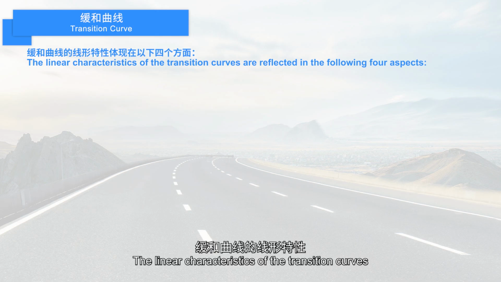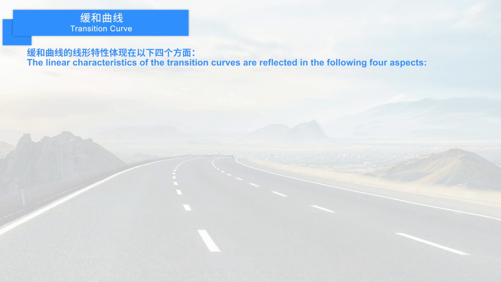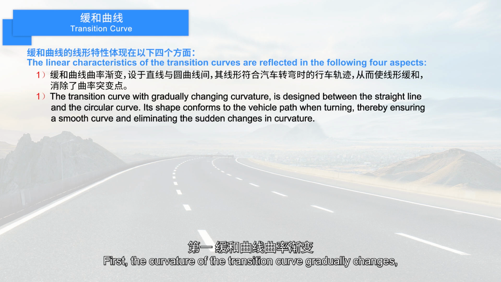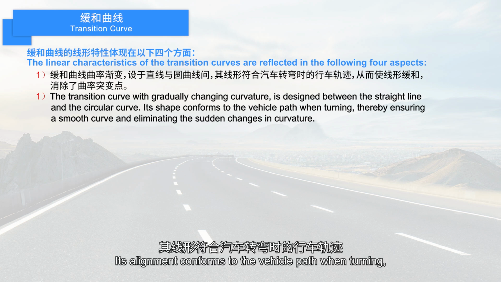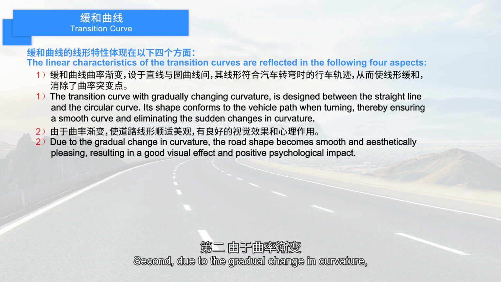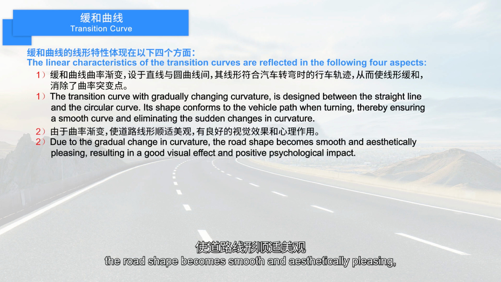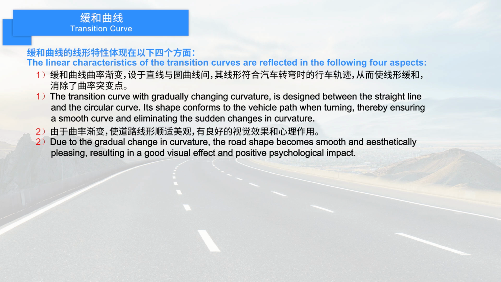The linear characteristics of the transition curves are reflected in the following four aspects. First, the curvature of the transition curve gradually changes, with its value set between a straight line and a circular curve. Its alignment conforms to the vehicle path when turning, resulting in a smooth curve and eliminating the sudden changes in curvature. Second, due to the gradual change in curvature, the road shape becomes smooth and aesthetically pleasing, resulting in a good visual effect and positive psychological impact.